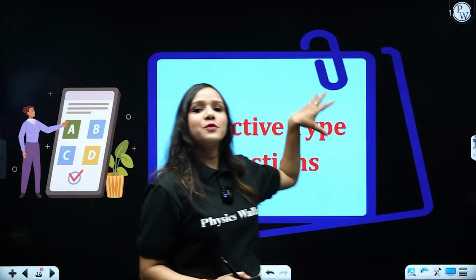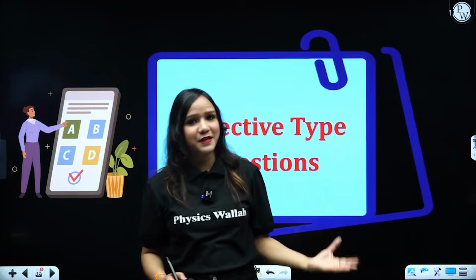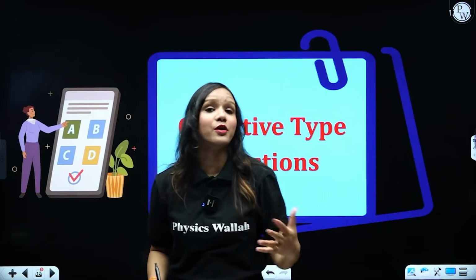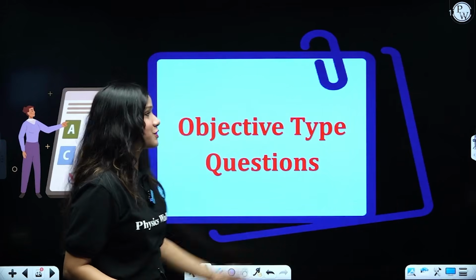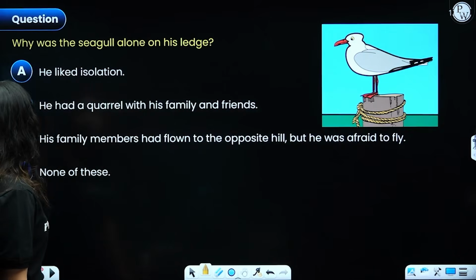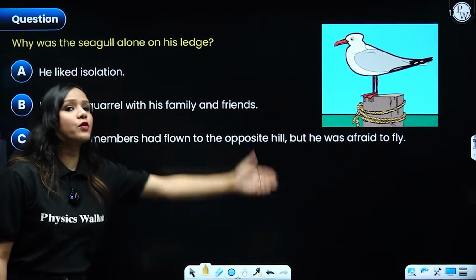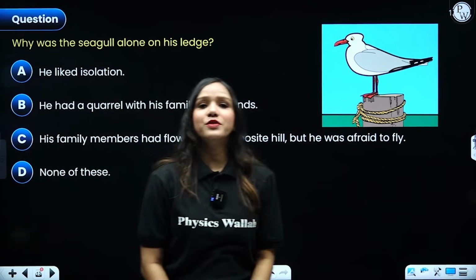Now, attempt some objective-based questions, which are really important and, I believe, the favorite part of the students, right? So the question before you is, why was the seagull alone on his ledge? Why was the seagull alone?